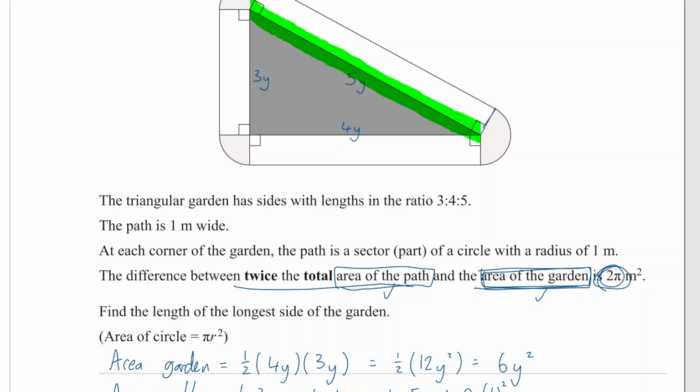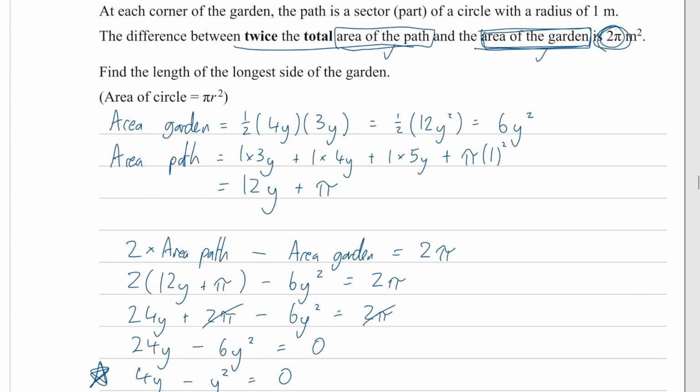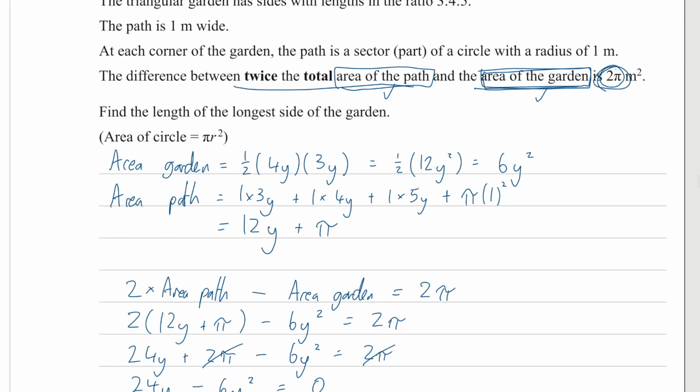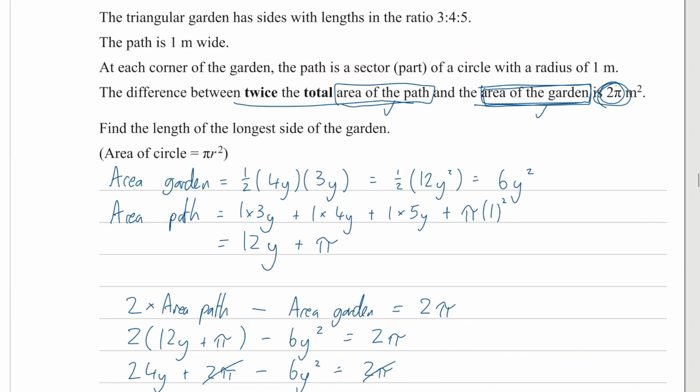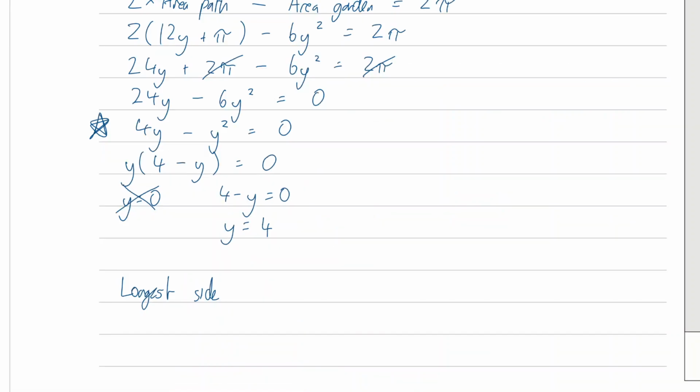So using y equals 4, we can now calculate the longest side of the garden. That was the task. So the longest side is 5y. So longest side is 5 times y. We know y is 4, so 5 times 4 is 20 meters.